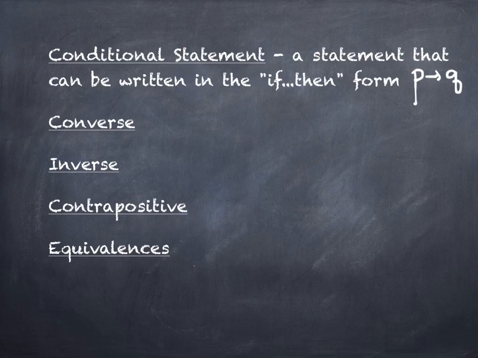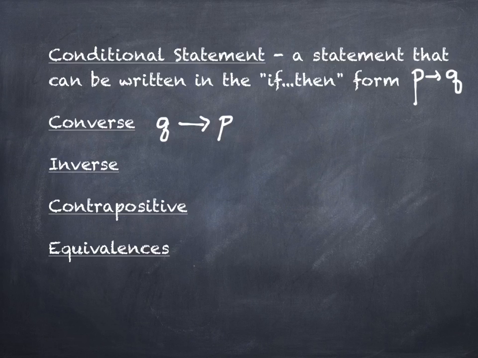Okay, good. The converse, what it does is it actually flips the order around. So it does Q and then an arrow and then P. So it moves the second part of the statement to the beginning and moves the beginning part of the statement to the end, but the if stays at the beginning. Okay? So the if and the then don't move. It's just the individual component statements that switch places.